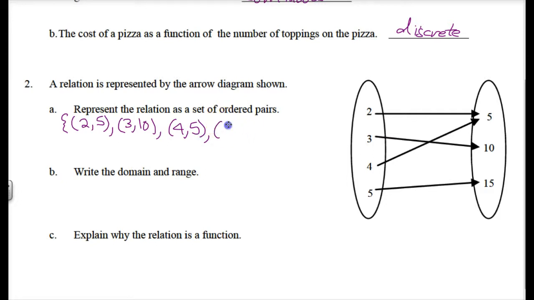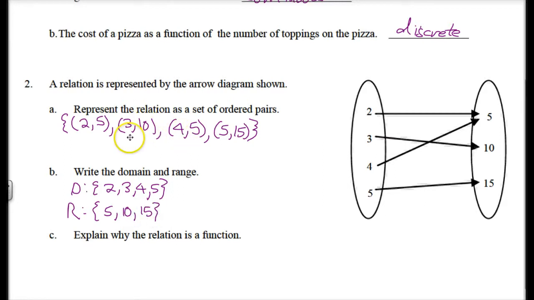4 goes with 5, and 5 with 15. Close that bracket, and that closes off our set. Set the brace brackets to indicate the set. Write the domain and the range. Domain. This also is a set, but it's just the numbers that are in the first oval. And the range, just the numbers that are in the second oval.